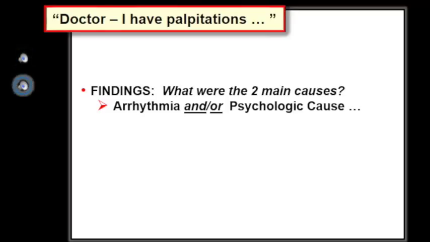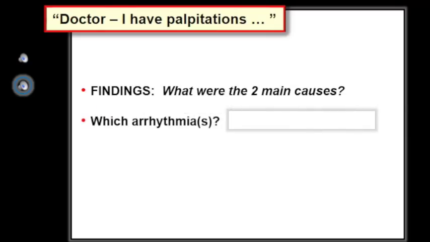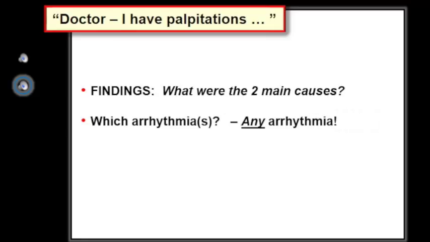Which arrhythmia was most likely to cause palpitations? It's of interest that any arrhythmia could be the culprit. So not only VTAC or atrial fibrillation, but also premature beats, even if infrequent, or simple bradycardia might be equally likely to result in the subjective symptom of palpitations.